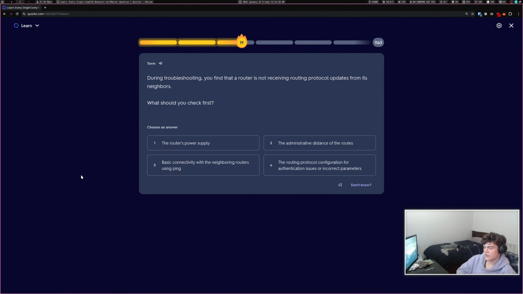During troubleshooting, you find that the router is not receiving routing protocol updates from its neighbors. Not receiving routing protocol updates. What should you check first?